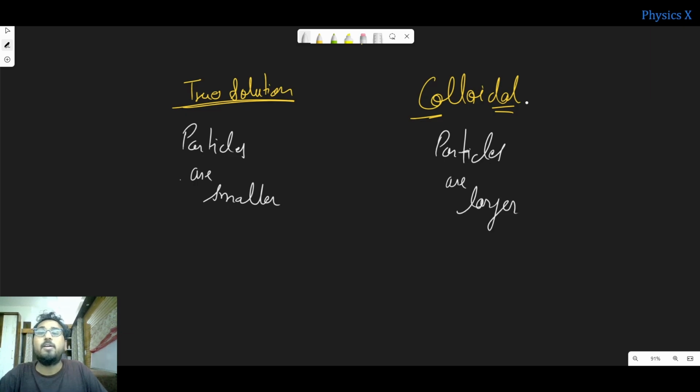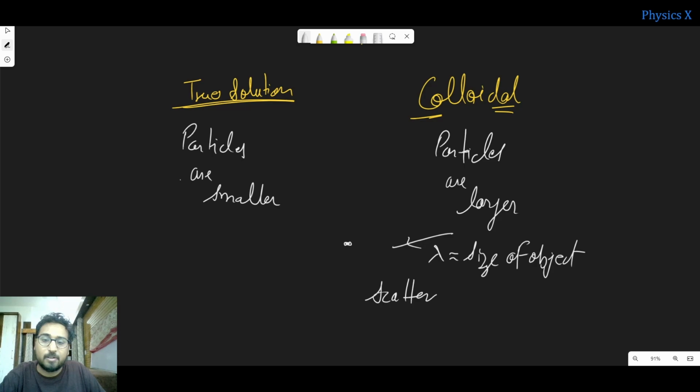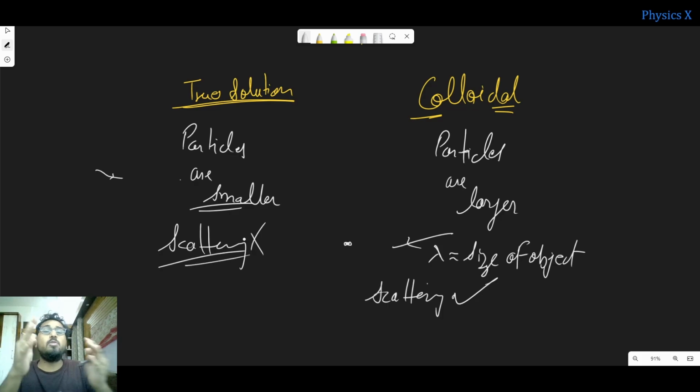So what is the requirement for scattering? Suppose this is an object, and the light coming has a wavelength comparable to the size of the object. In that case, scattering will occur. If rays of light strike the true solution particles, because the particle size is smaller, there will be no scattering observed, so the light will not be visible.